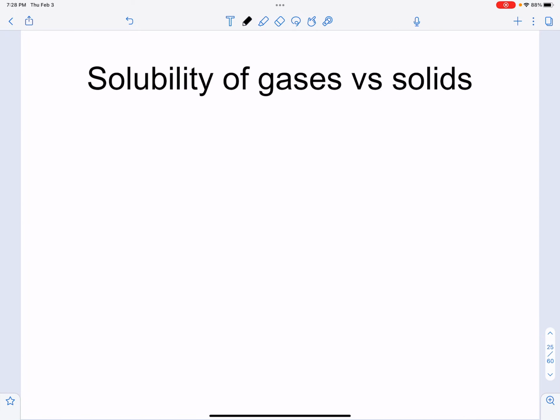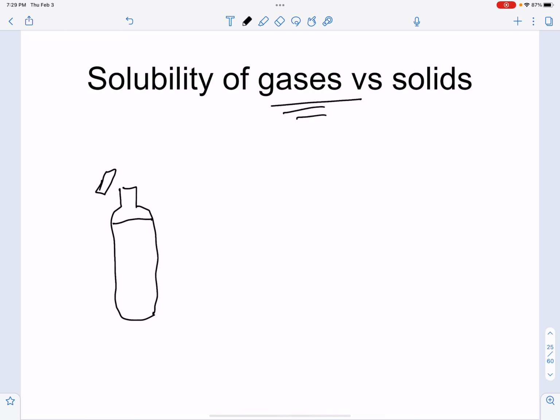So what about the solubility of gases versus solids? And we covered this already at the beginning. So once more, let's say I have a 2 liter soda drink, and it's open, and you have your drink in there, and you have the same bottle. Imagine it's the same bottle with the same amount, also open, and this one is placed on top of a bunch of ice.